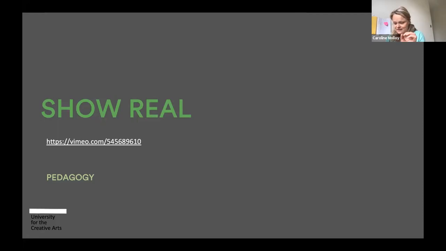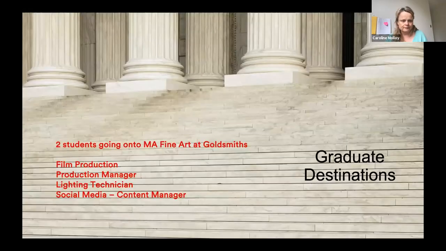So why am I using this particular technique? The idea is to introduce you in the first year to a range of things and get you to then start to draw on them if they're relevant for what you're looking at. And I guess in terms of this, the question I would be asking is, what's the graduate destination? This year, we've got two students going on to an MA in Fine Art at Goldsmiths. But prior to this, it's very common for students to go into film production as a production manager, a lighting technician, social media and content manager.